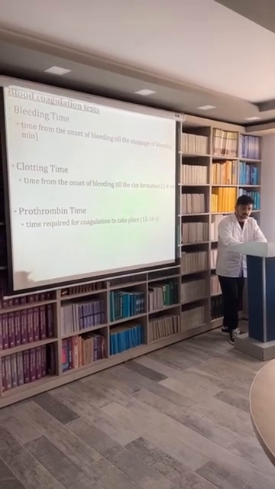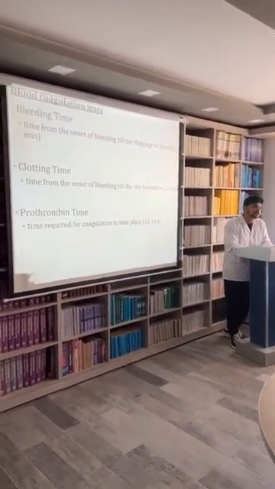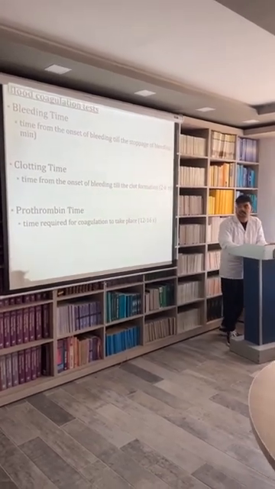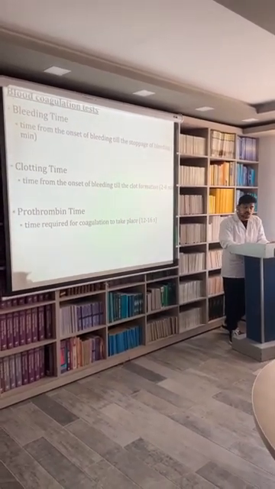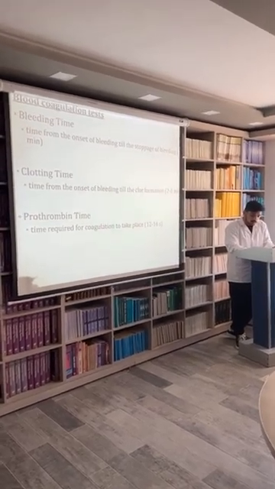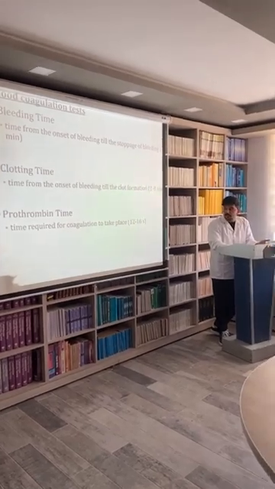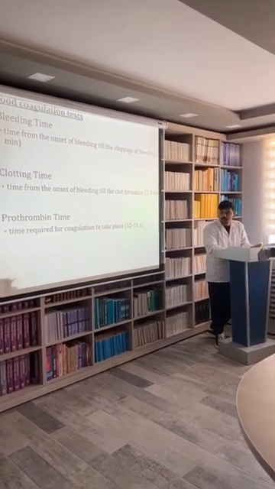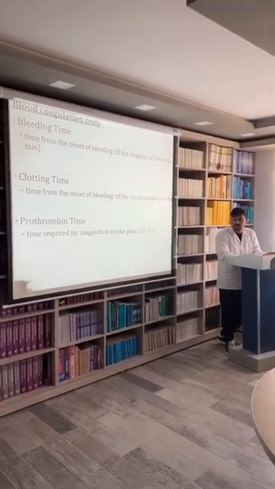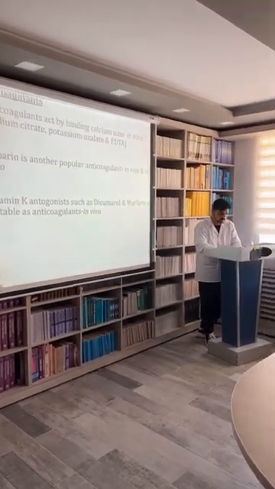Another topic is the blood coagulation tests: bleeding time, clotting time, and prothrombin time. These are the different times from which we can assess the stoppage of bleeding, internal bleeding, and clotting. Clotting time shows the time taken for clot formation, generally 2 to 8 minutes. And last is the prothrombin time, which is the fastest time for coagulation to take place, that is 12 to 16 seconds.